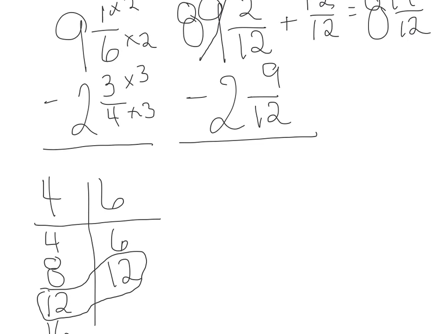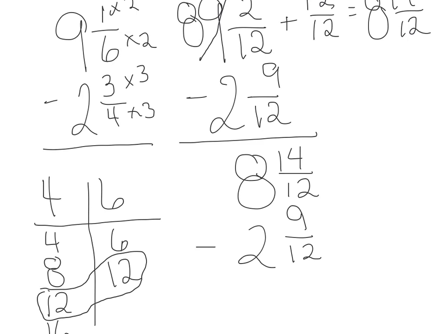Just to make sure I have everything in order, I'm going to go ahead and rewrite my problem one more time. So I have 8 14/12 minus 2 9/12. Now I can subtract my numbers. 14/12 minus 9/12 is 5/12. And 8 minus 2 is 6.